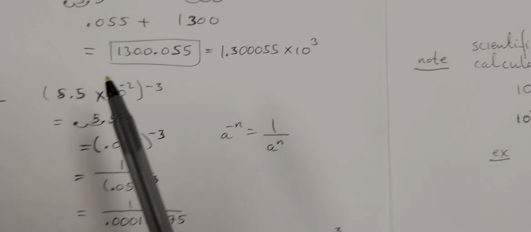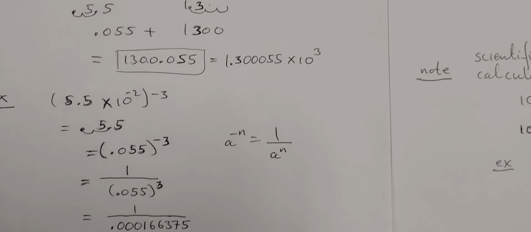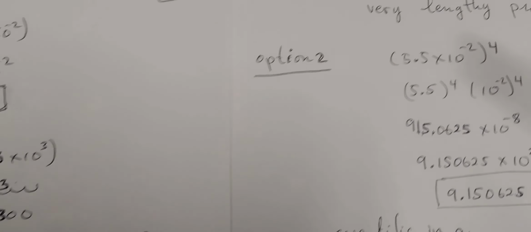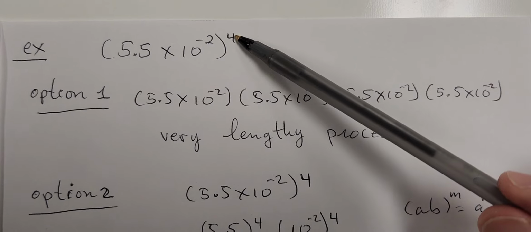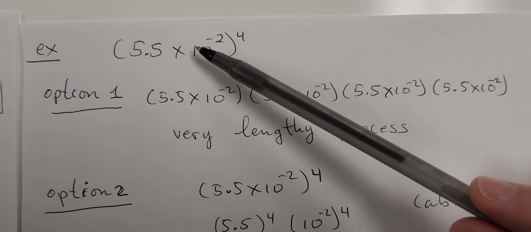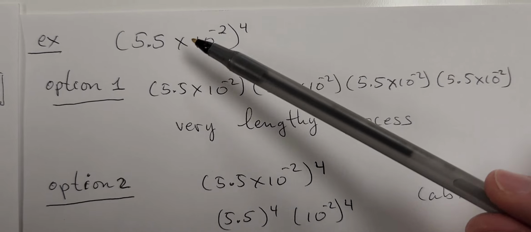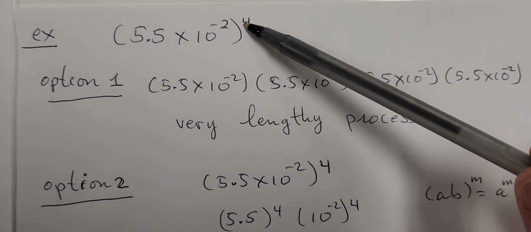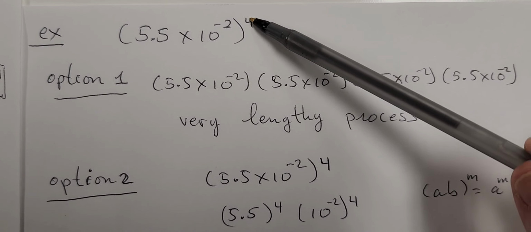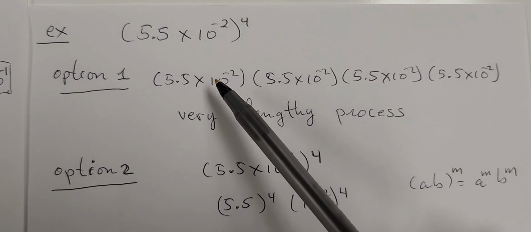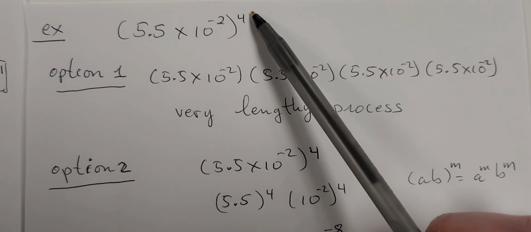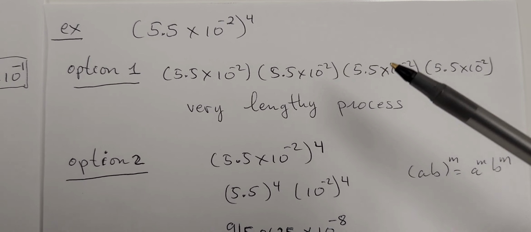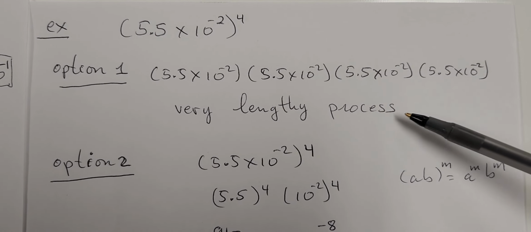Okay, next example. In this example, when I have negative exponents outside, what happens when I have a positive exponent? So here's a positive exponent. Again, as you can see, I'm using the same scientific number value, but this time it is not a negative power outside, it is a positive power. So option 1, you can write it out 4 times because this is 4. So this is 4, write it out 4 times. 1, 2, 3, 4. However, this is going to be a very lengthy process when you multiply.